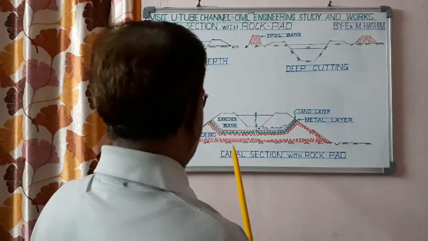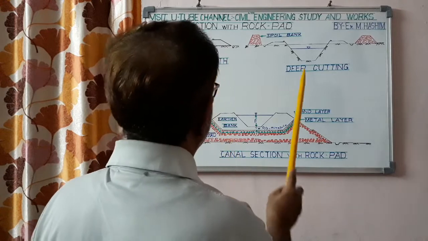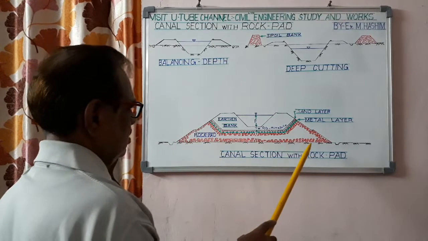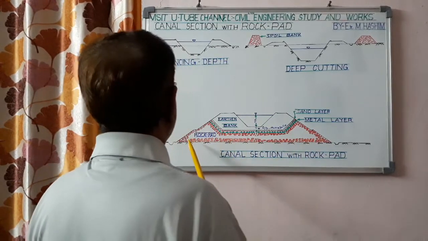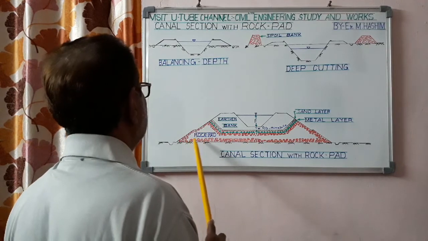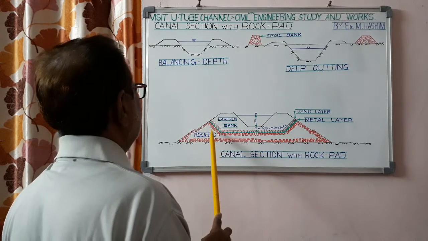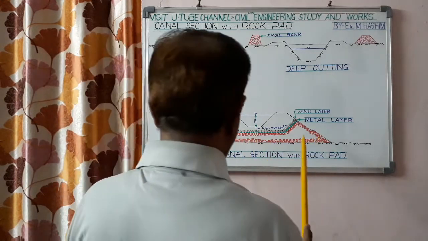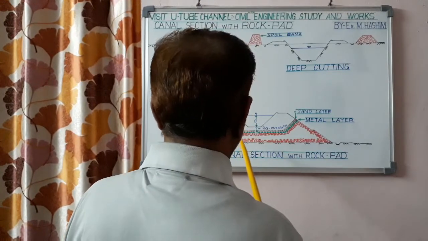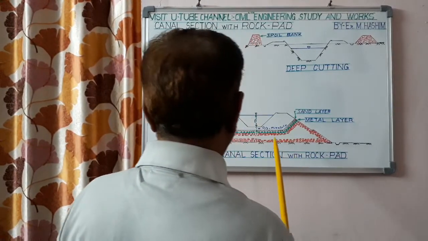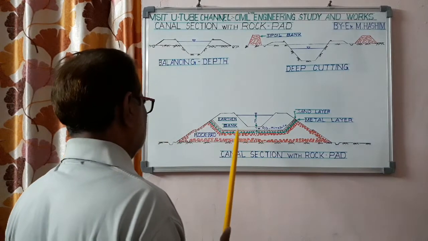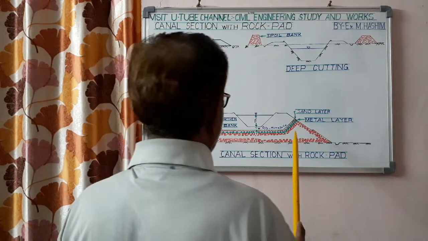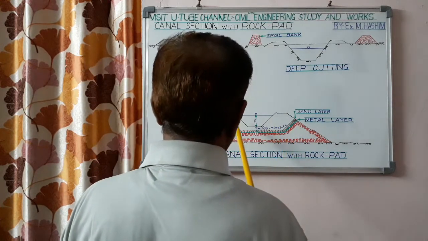So how is this rock pad constructed? We put the boulders in the bottom layer, boulders of size 30 centimeter to 4 centimeter, that means 40 mm, in layers, compacted and closely placed by hand, and over this a roller can be rolled. Over this rock pad, this earthen embankment is constructed.